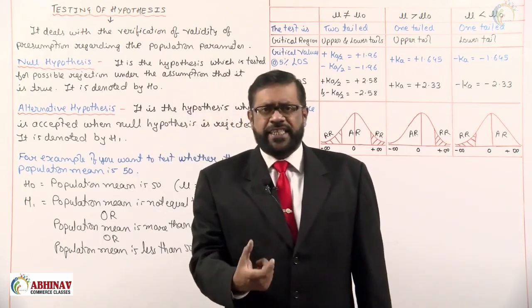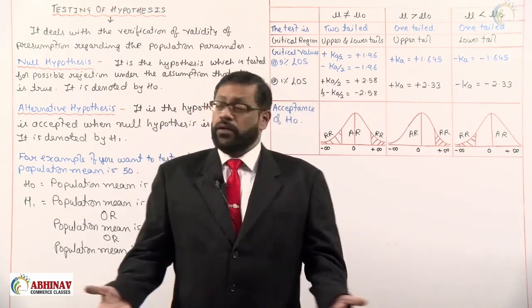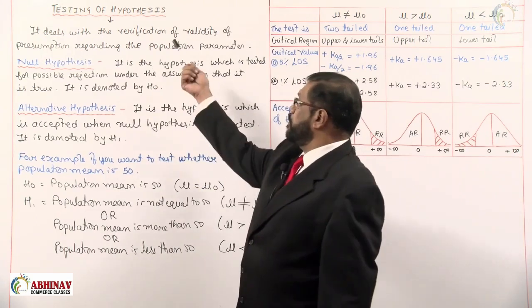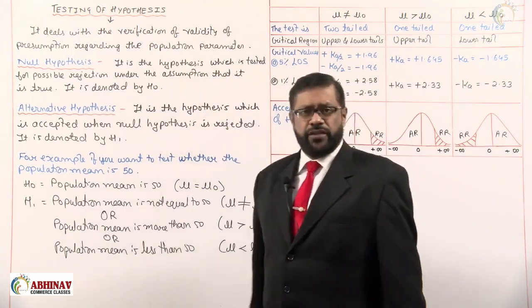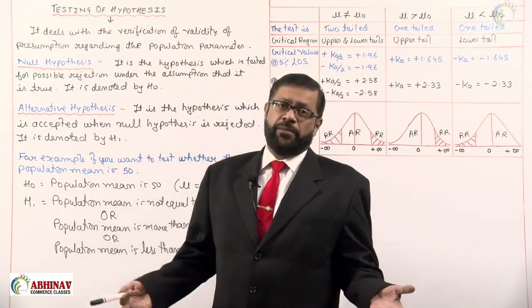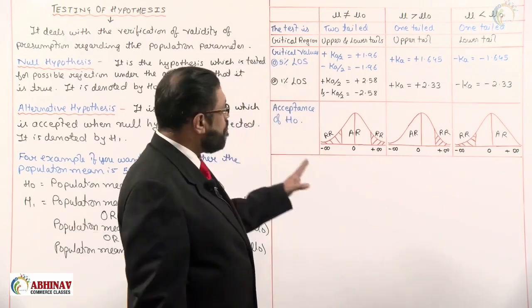When you solve the test statistic, you will get an answer. Then the question is how to verify that, because testing of hypothesis is not only solving the formula. It is the verification of the validity of the presumption. So whatever the statement is, we have to test it for possible rejection. How to do that? A simple concept here.